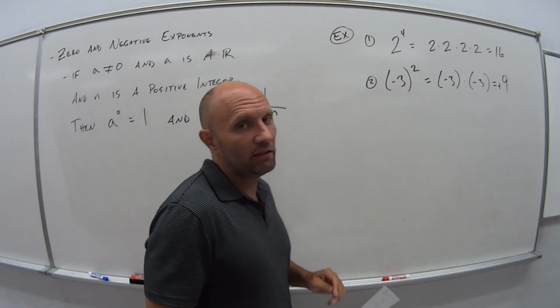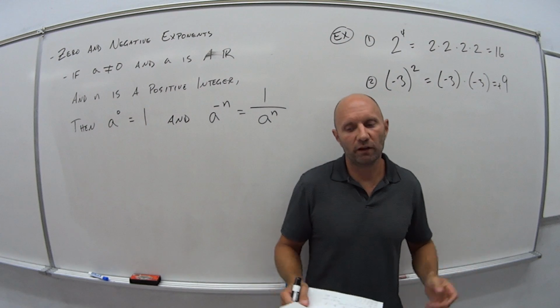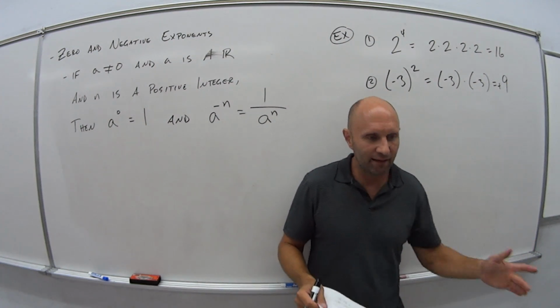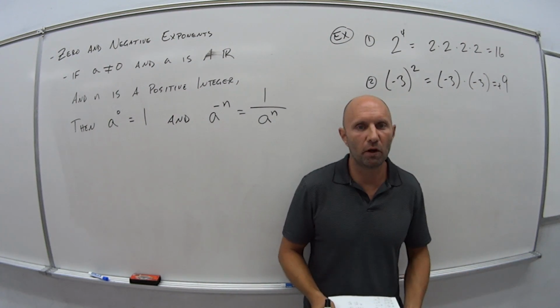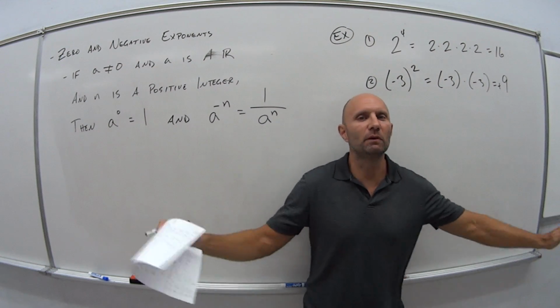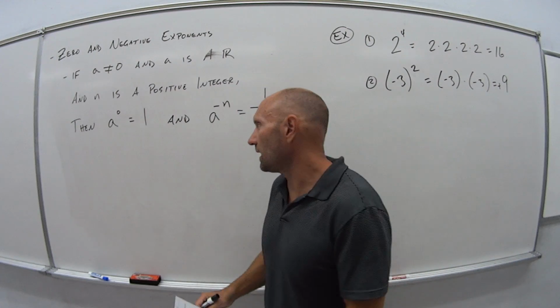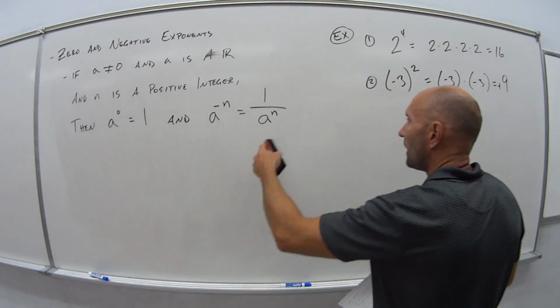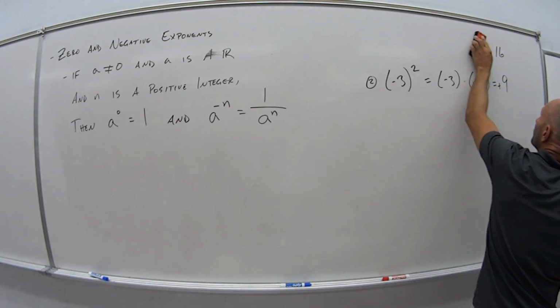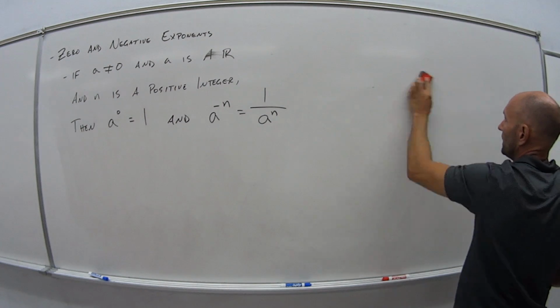So you might have seen this before. You might have been told this in class, and it's like, okay, anything to the 0 power is always 1. It just is. Just believe me. Just go with it. But why? Why is this the case? And why is a to the negative power the same as 1 over a to the positive n?